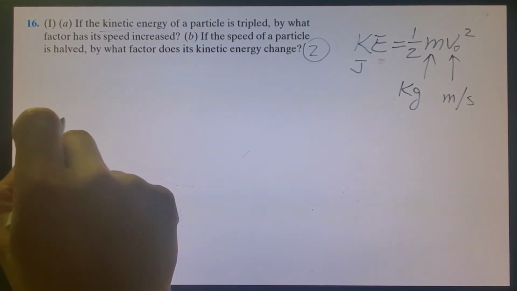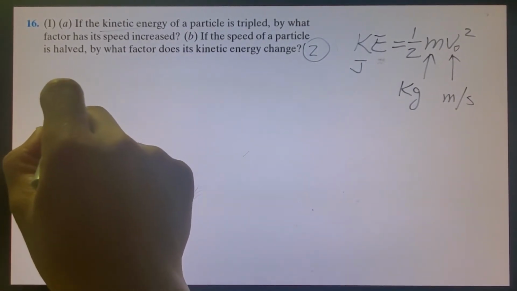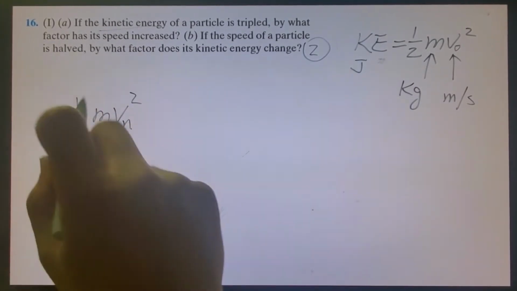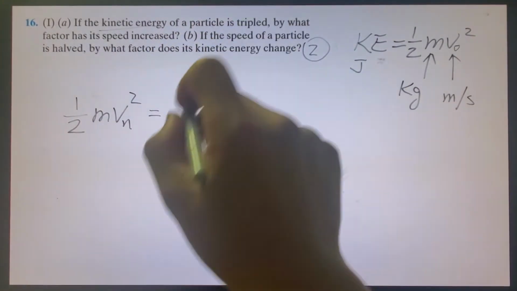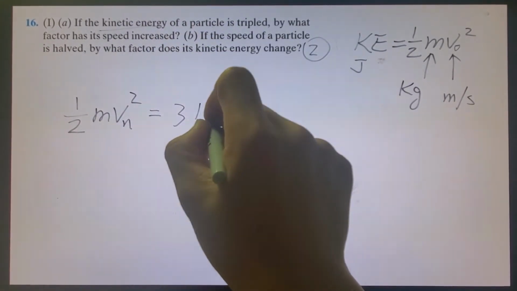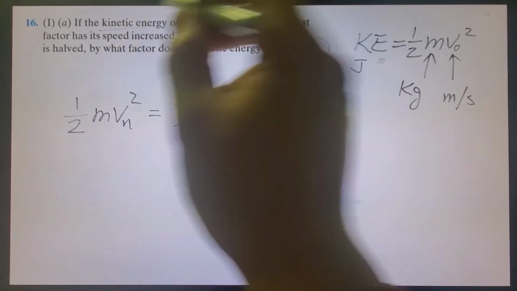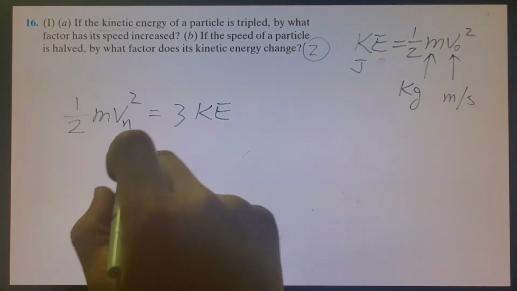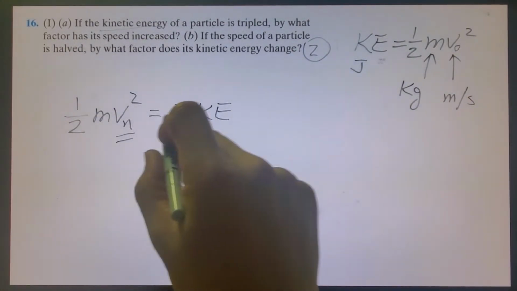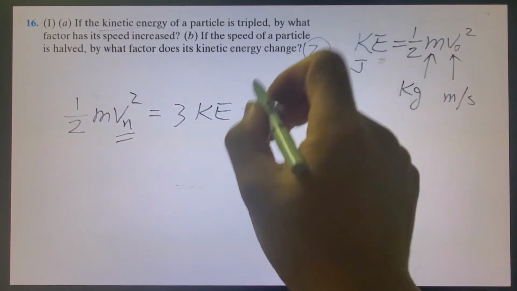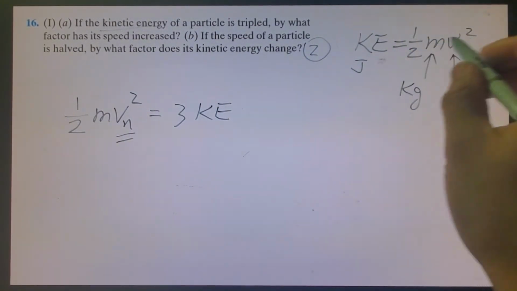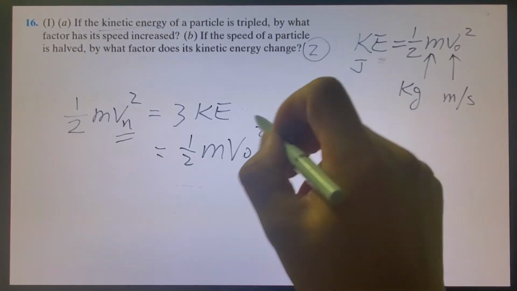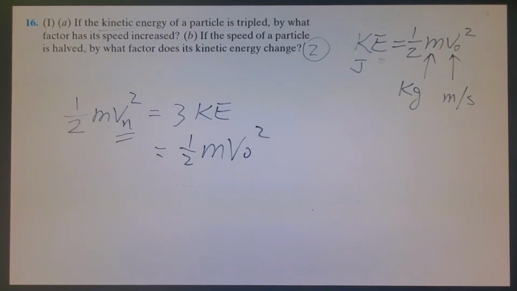Now you have the new kinetic energy, half m Vn squared. This is the kinetic energy that is tripled. Triple is 3 times the original kinetic energy. So that's what the question asked, and I try to solve for the new velocity. Half m Vn squared is equal to 3 times the old kinetic energy, which is half m Vo squared. That's the old one. So now we try to look for the new velocity.